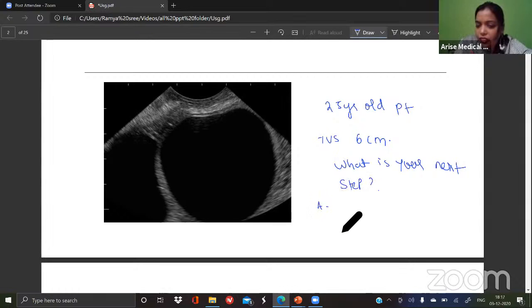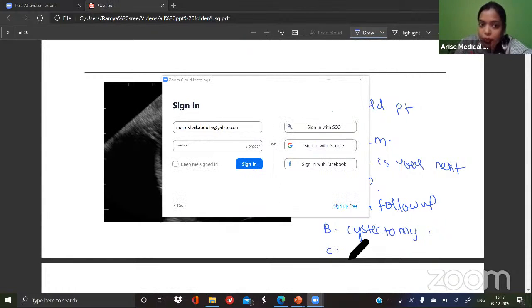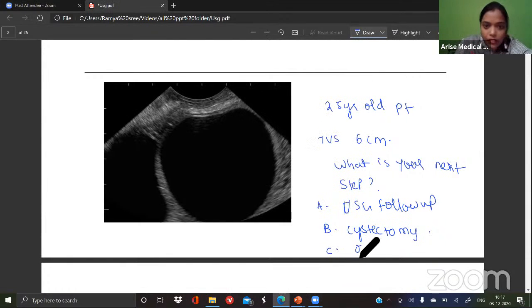Option A, USG follow-up. Option B, cystectomy. Option C, oophorectomy. I hope there's no problem and the class is going on. Right, so answer from these three options.